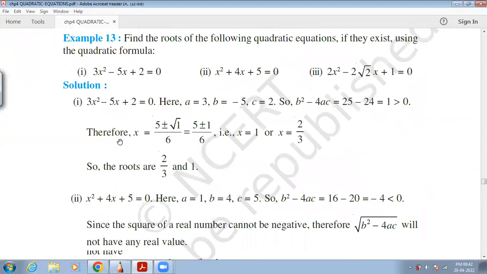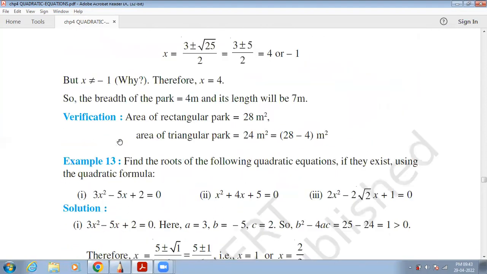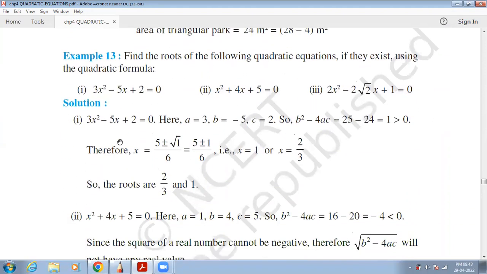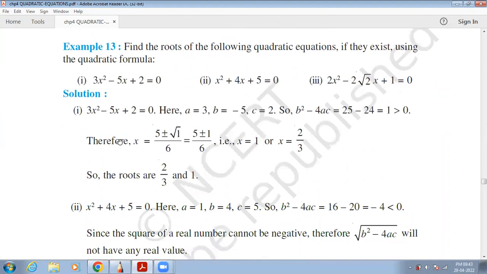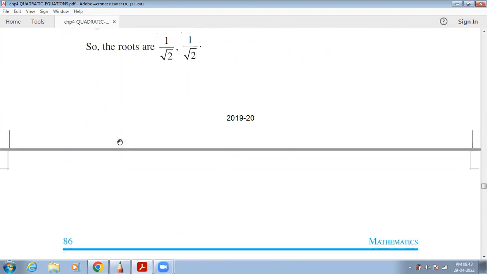Example 13: find the roots of the following quadratic equation, if they exist, using the quadratic formula. If they exist, they're saying, so they will only exist. It's actually based on the nature of the roots, which will come in the next part. You can check that they'll only exist when the discriminant is greater than or equal to 0. So you need to check the discriminant in all these cases.